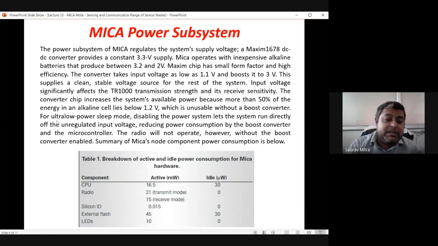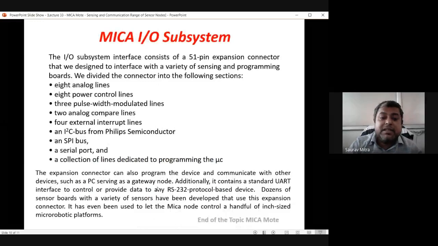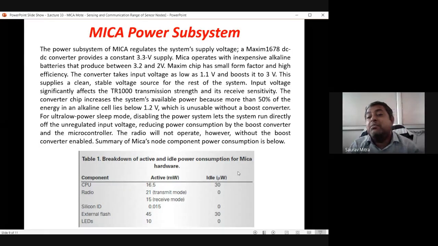So just see the comparison. The CPU, when it is active, takes 16.5 milliwatt of power. But between two active sessions, when the CPU goes into idle mode, it consumes only 30 microwatt. So where is 16.5 milliwatt and where is 30 microwatt? Just see how many times bigger it is.